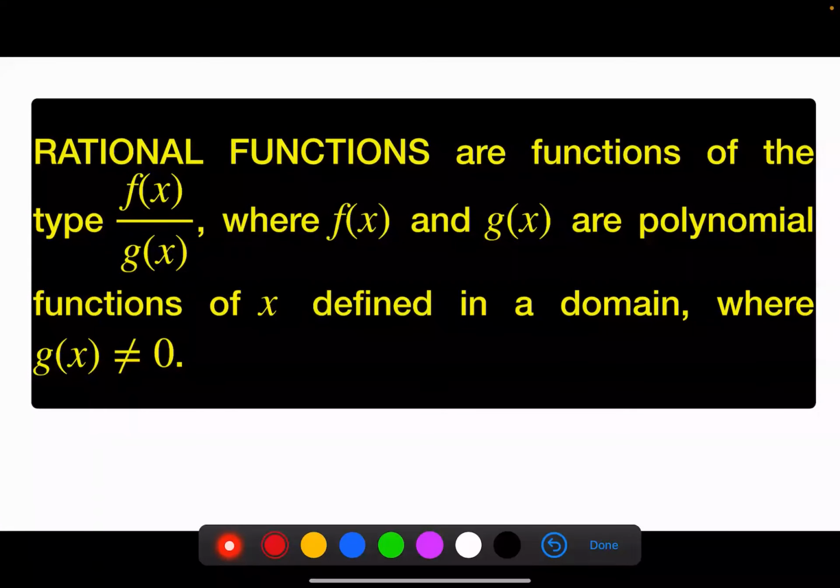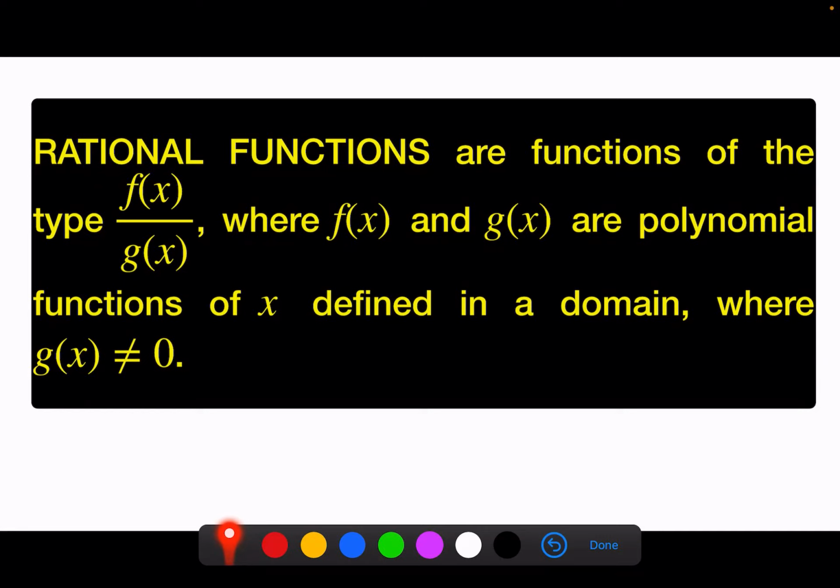And there are rational functions. Just say you studied rational numbers, right? Rational numbers are of the form p by q, where p, q are integers, and q should not be 0. Similarly, we have rational functions. You have a function in the numerator and a function in the denominator, and the same criteria applies here. Like you saw for rational numbers, the one in the denominator cannot be 0. So your g of x cannot be 0. Again, a definition, keep this in mind.